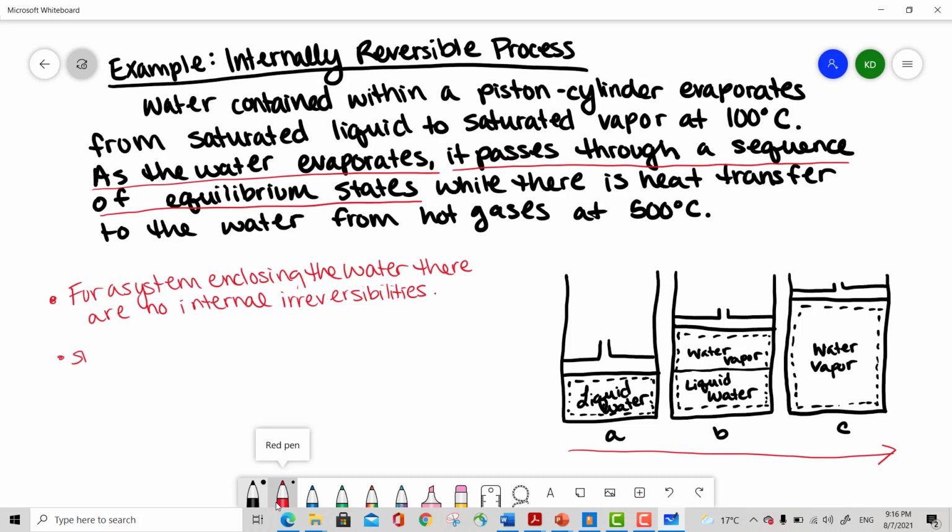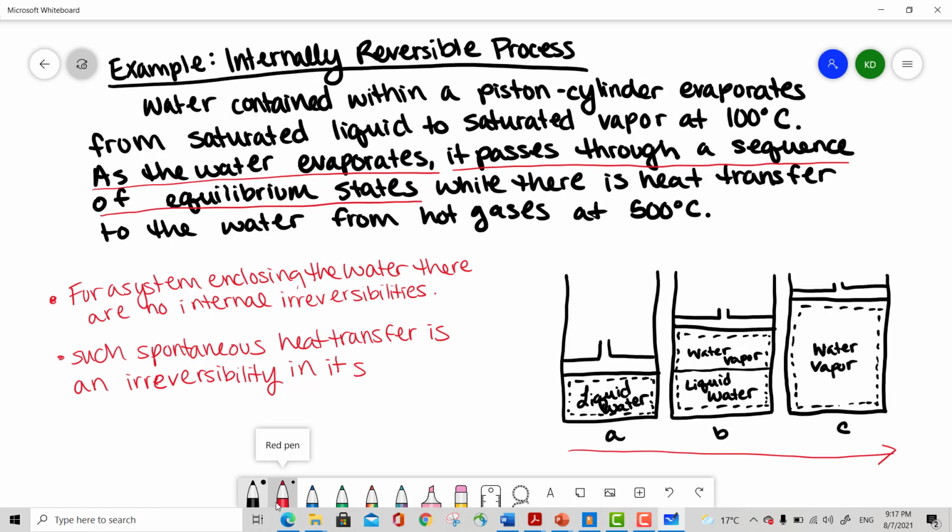However, such spontaneous heat transfer is an irreversibility in its surroundings. And this is an external irreversibility.